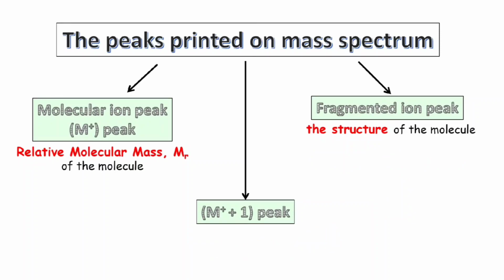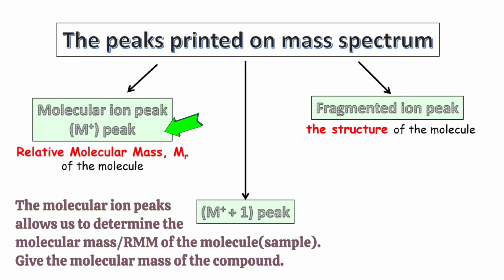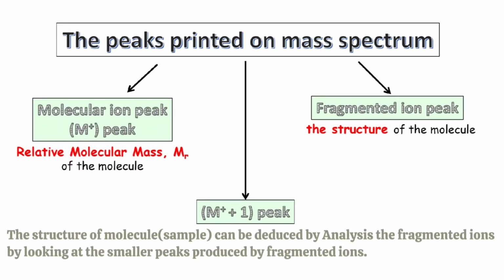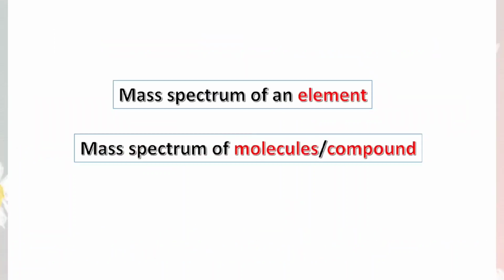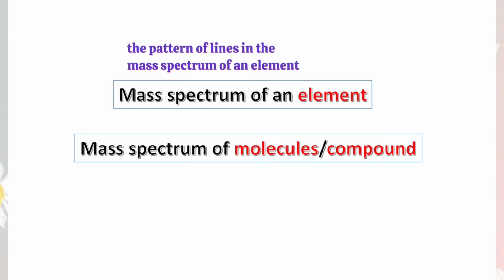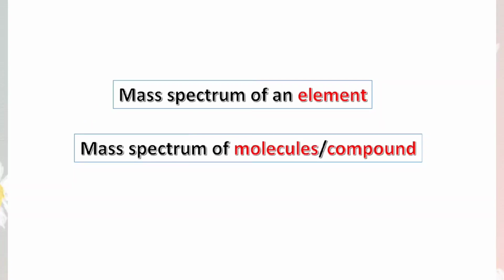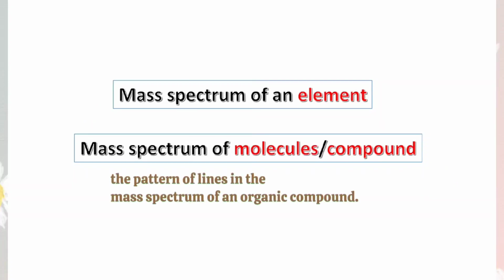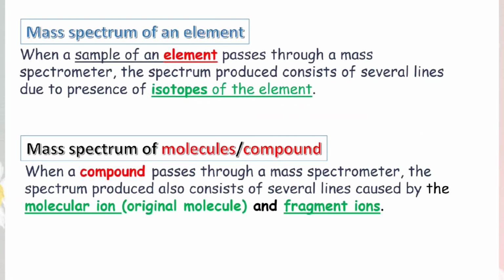Always bear in mind that from the information of the molecular ion peak, we can determine the molecular mass of the compound, while the structure of the molecule or sample can be deduced by analysis of the fragmented ions, by looking at the smaller peaks produced by the fragmented ions. It's important to realize that the pattern of lines in the mass spectrum of an element tells you something quite different from the pattern of lines in the mass spectrum of an organic compound.